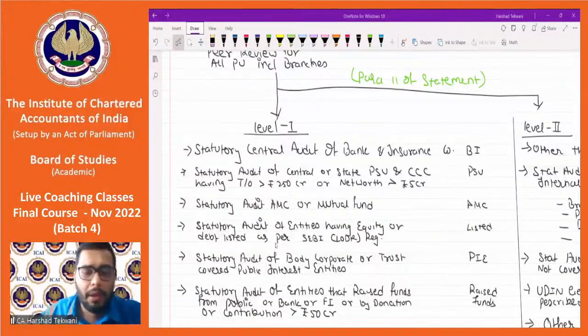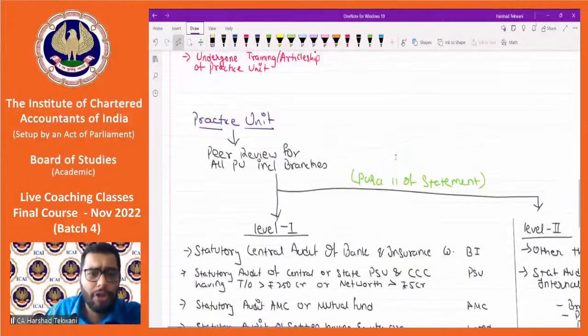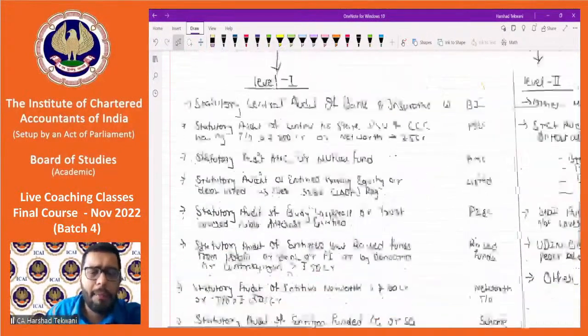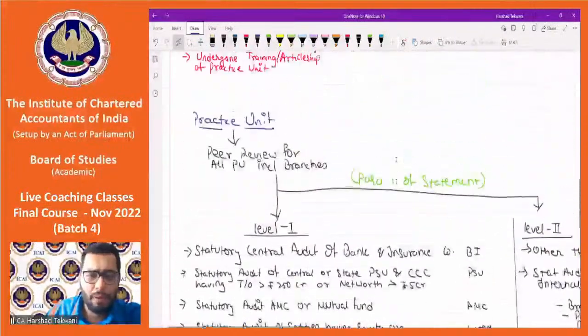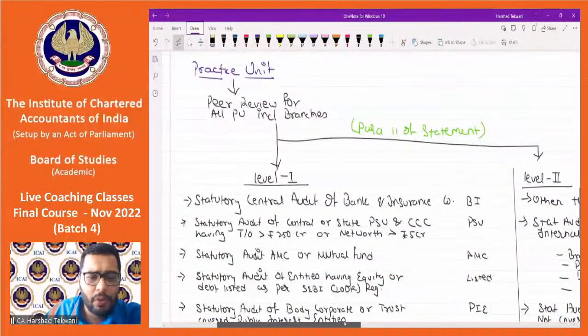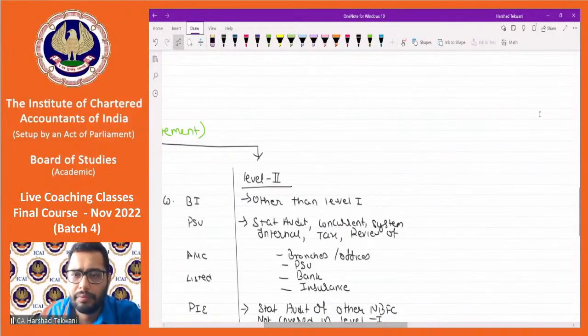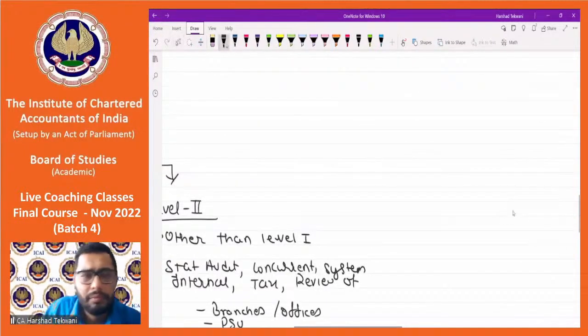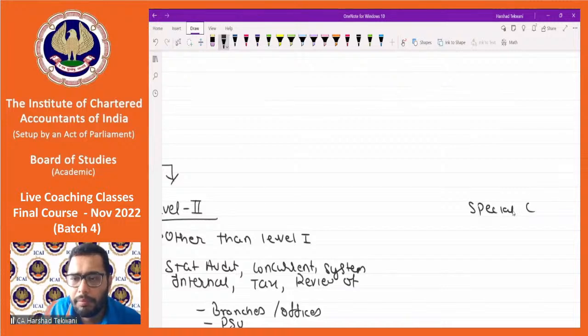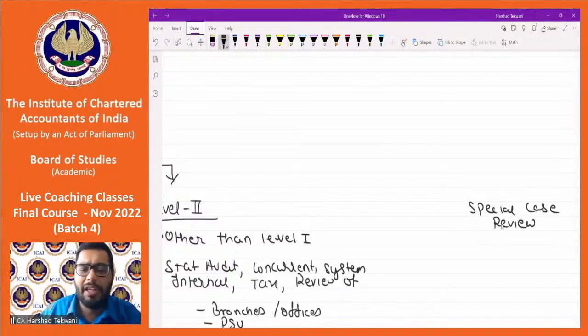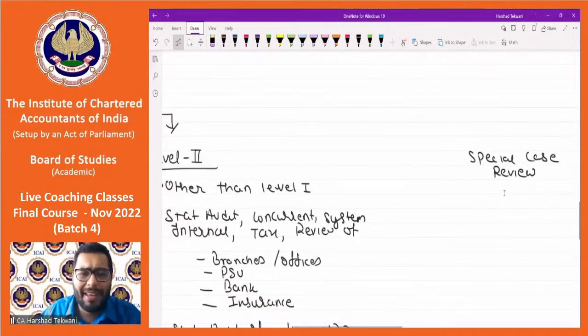Okay. So there are certain special cases of review also. This is the peer review. But there can be a special case peer review other than level 1 and level 2. Now, what is the special case review?